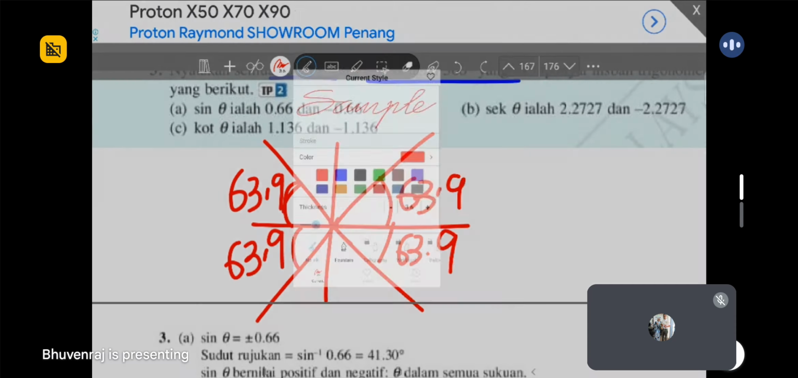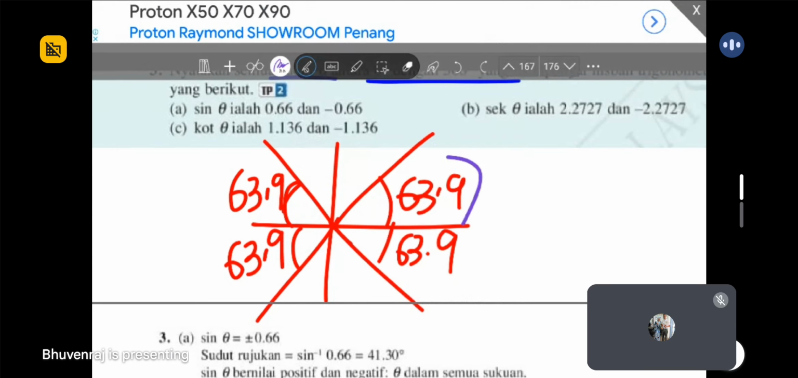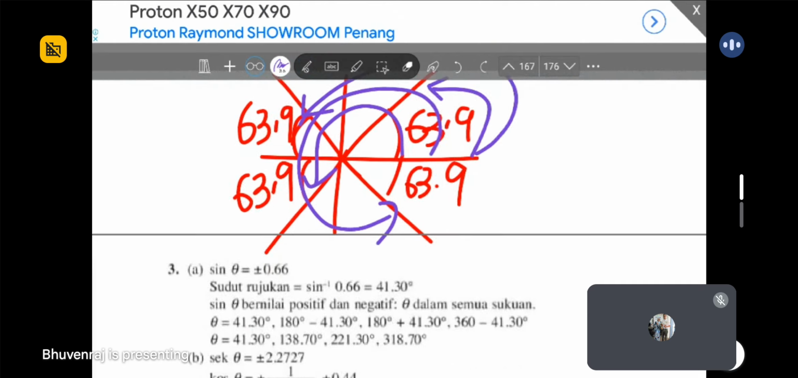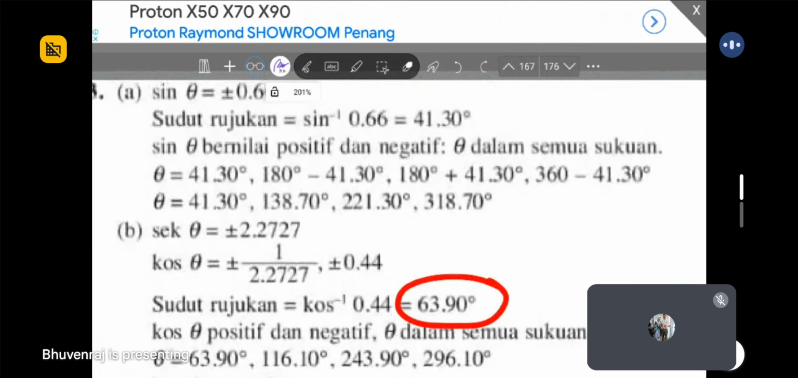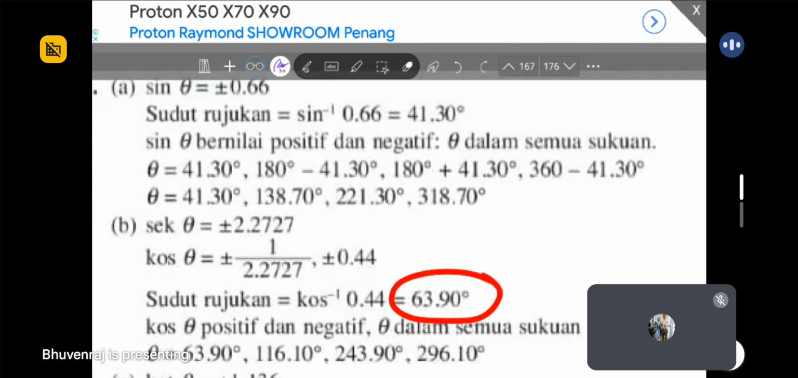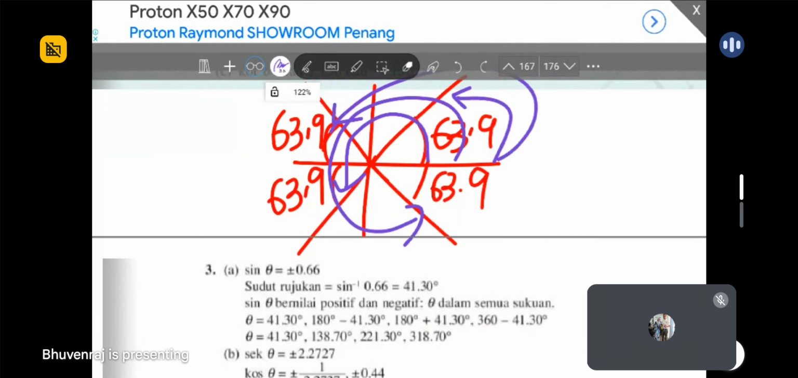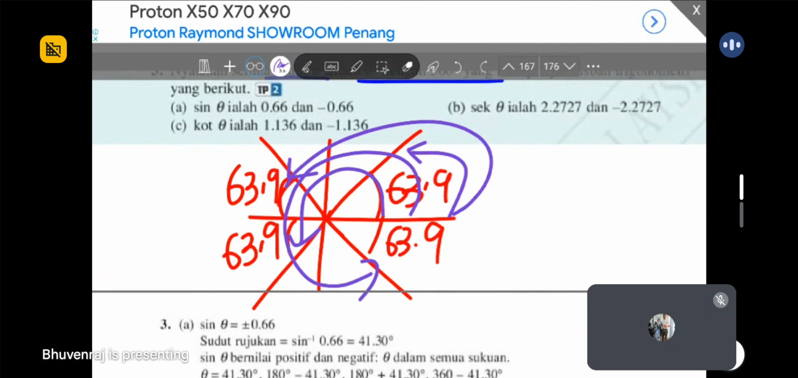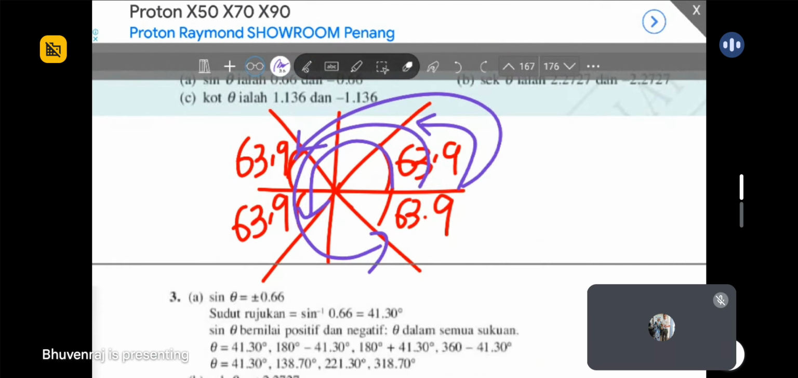Now you just need to solve. So 1 angle, 2 angles, 3 angles, and 4 angles. Your answer will look something like this, same concept as just now. So it's 180 minus 63.9, 180 plus 63.9, and 360 minus 63.9.